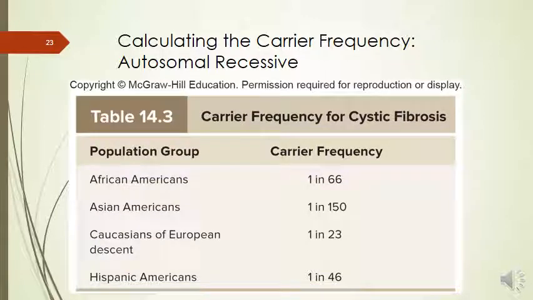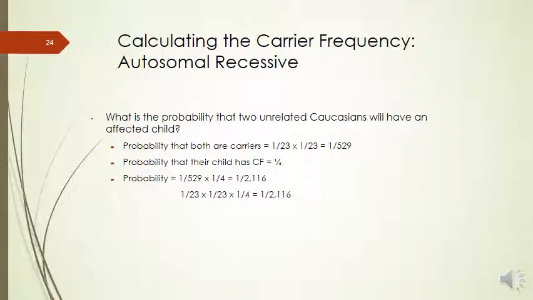So now let's go back to the previous slide that we looked at, and we see here that Caucasians of European descent have a 1 in 23 carrier rate. So let's look at something that you'll be doing quite often as a genetic counselor. You'll be looking to calculate the carrier frequency. A patient comes in who's from a specific group, and they'll be asking you, what's the probability that my baby is going to have a specific disease?